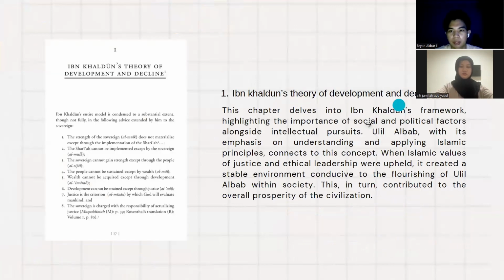Ibn Khaldun's theory is well developed and excellent. This chapter delves into Ibn Khaldun's framework, highlighting the importance of social and political factors alongside intellectual pursuits. Ulil Albab, with its emphasis on understanding and applying Islamic principles, connects to this concept. When Islamic values of justice and ethical leadership were upheld, they created a stable environment conducive to the flourishing of Ulil Albab within society. This in turn contributed to the overall prosperity of the civilization.